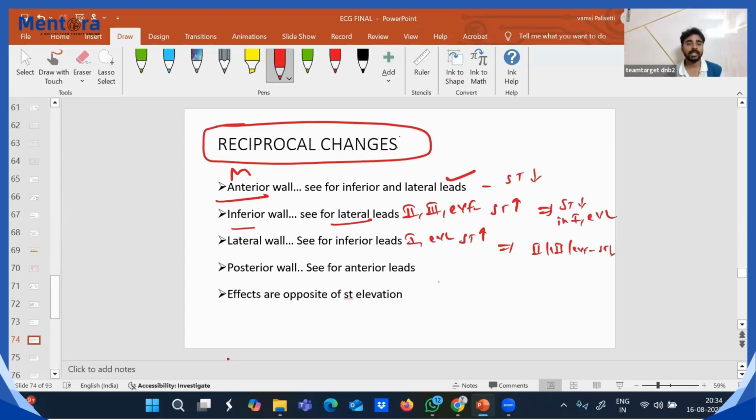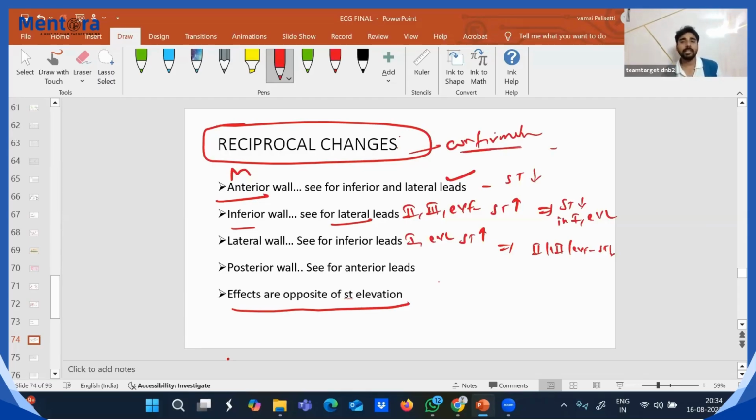Reciprocal changes means effects opposite to the ST elevation, which you have to see in different leads. For the anterior wall, you check in the inferior and lateral walls. For the inferior wall, you check in the lateral leads. For lateral MI, you check in the inferior leads. By confirming this, if ST reciprocal changes are there, you say it is MI. This is confirmatory. Very important. This is confirmatory.